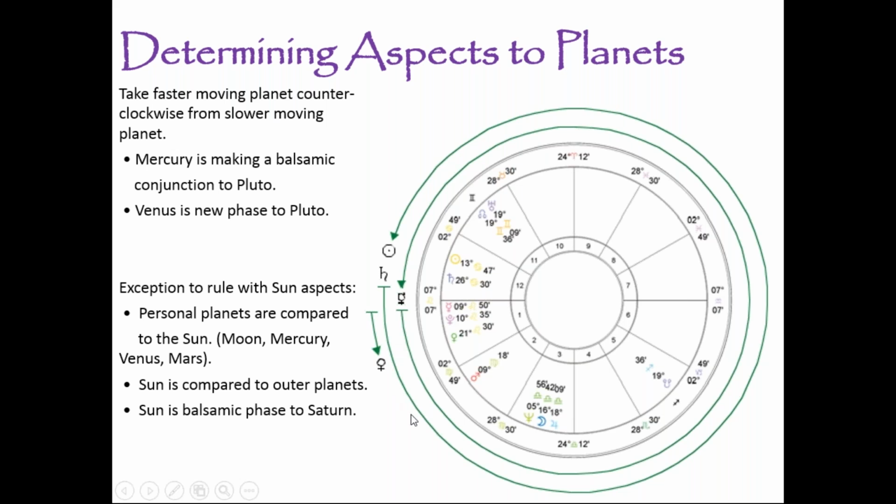And you follow this circle as my arrow is showing you. It's more or less the outer circle. You follow that all the way around to the sun. And in this case, the sun is balsamic phase to Saturn. Again, Saturn is the starting point. You have to go all the way around the circle to get to the sun.